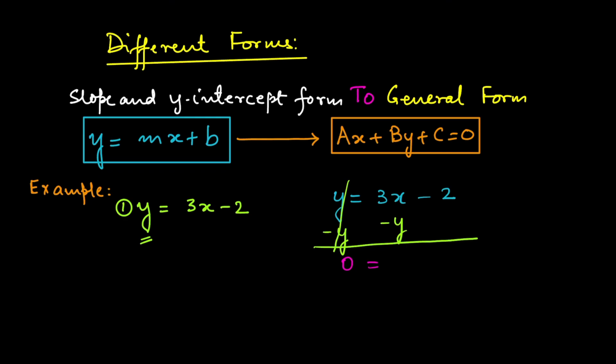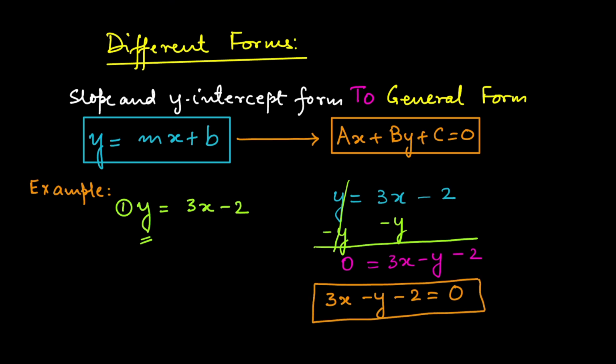Always the x term is written first, so 3x and then minus y, and then we bring this minus 2 at the bottom. As I said, the general practice is to write ax + by + c and then we write equal to 0. For the next step we just switch the sides. So we write 3x - y - 2 = 0. Now we can see that it is in the proper form, which is the required general form.